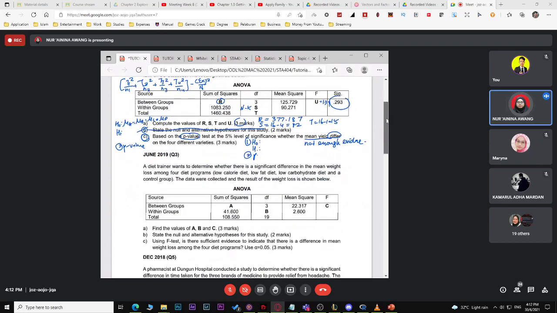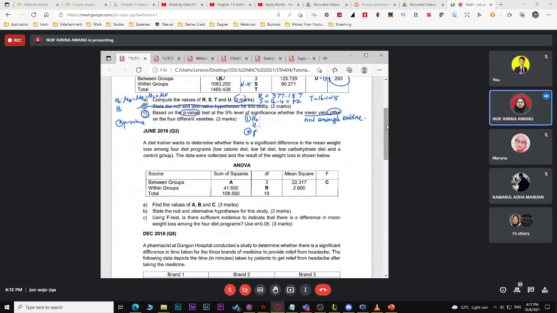So for June 2019, in this question, it also gives you an ANOVA table and you just compute the missing value. The question asks you to find the value of A, B and C. So for A, just subtract the values. Later you will get the value, which is 66.95.